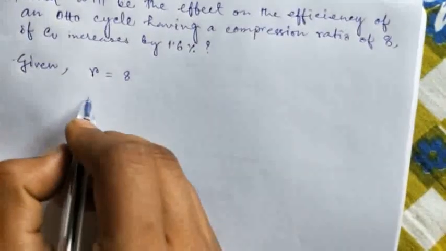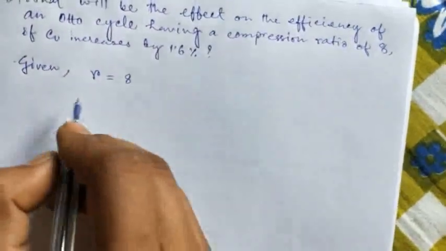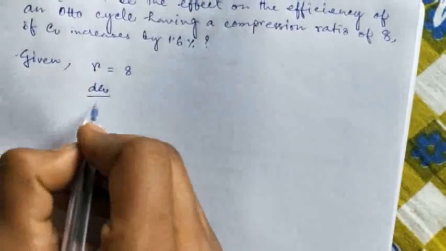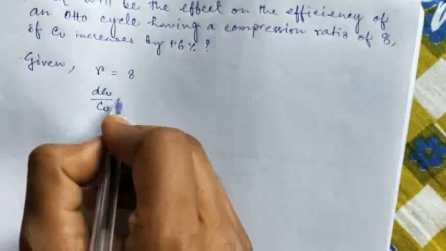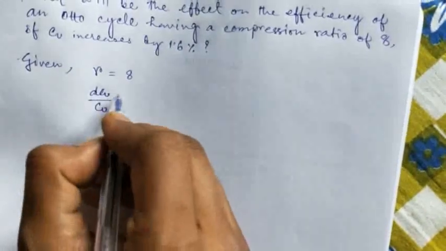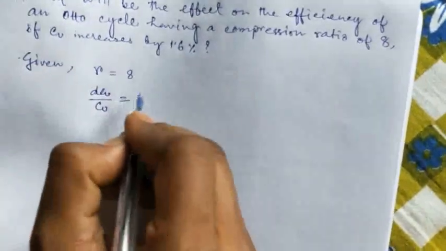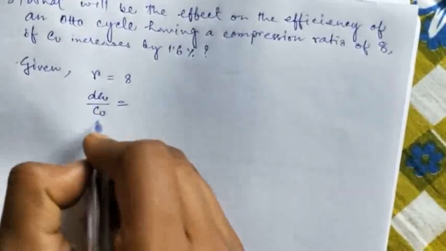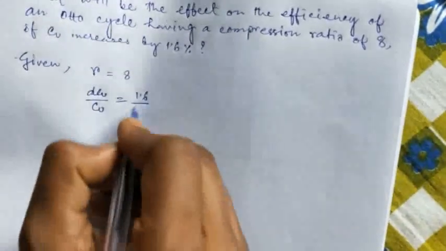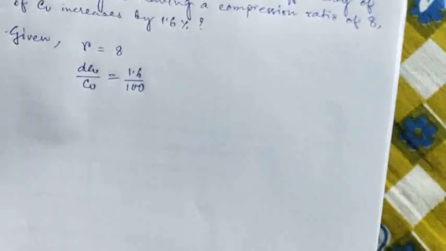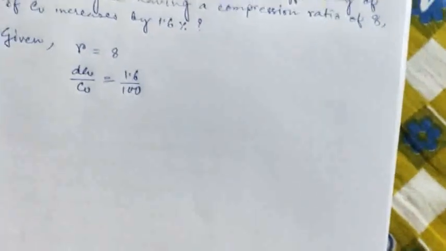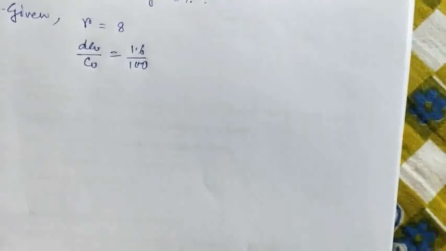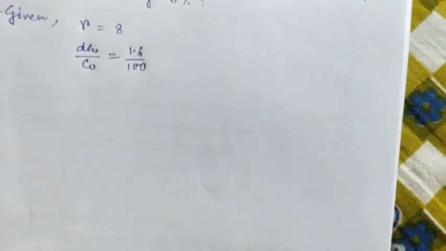Cv increases 1.6%. That means change in Cv by original Cv. Change in Cv is 1.6. Now it is given as 1.6%, so we can write change in Cv by original Cv is 1.6 by 100. Now we have to calculate the change in efficiency of the cycle.